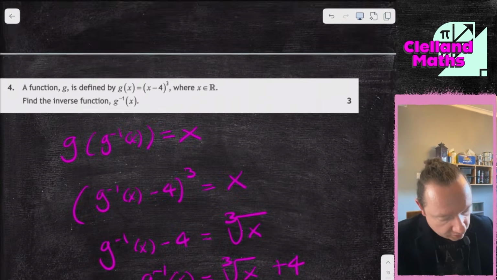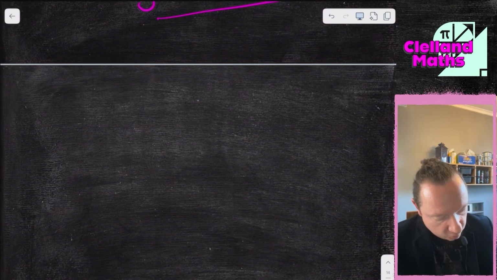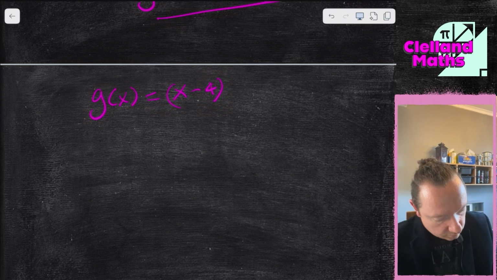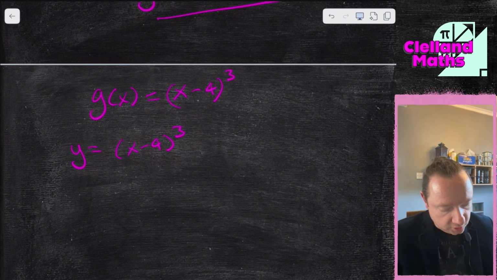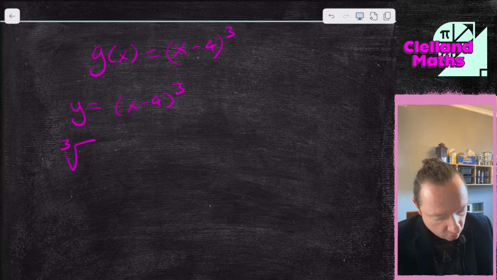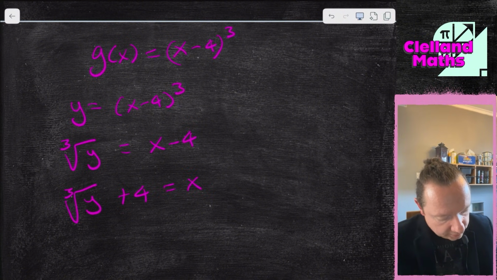The alternative method is, let's start with our function again. g of x is x minus 4 cubed. You say, let y equal x minus 4 cubed, and then make x the subject. So the cube root of y is x minus 4. The cube root of y plus 4 equals x. And then immediately you just say then inverse, it's not f, it's g in this case. The inverse function of x is the cube root of x plus 4.